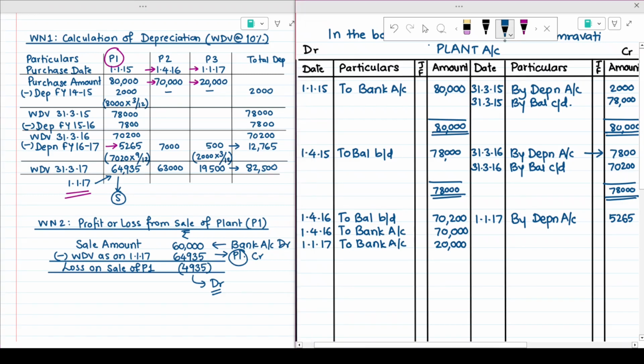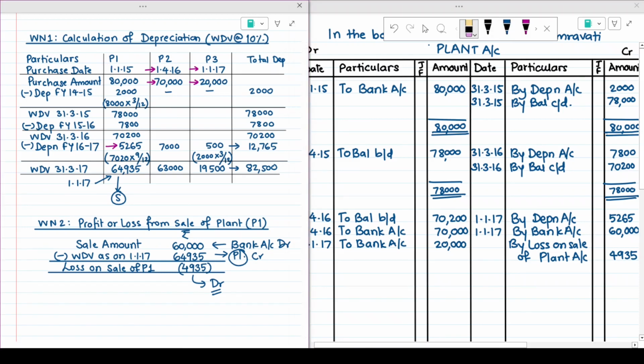So how we will do the posting? On 1st Jan 17 by bank, we have received this amount is 60,000, and by loss on sale of asset of plant, the amount is 4,935. So with this 64,935 asset value is going out of business. So the sale entry is done.